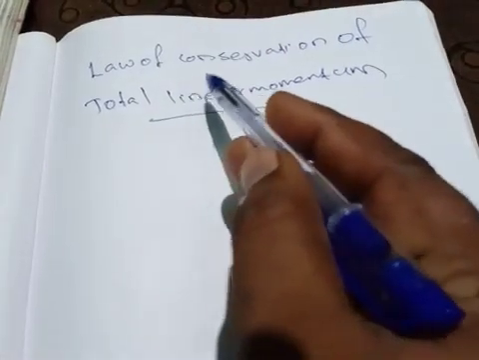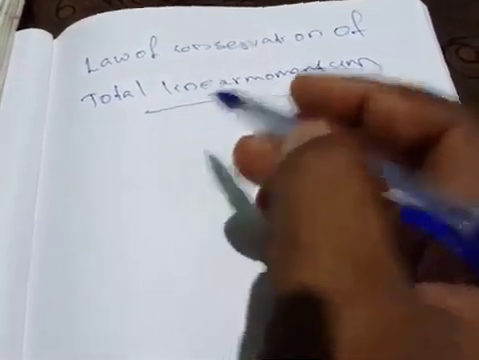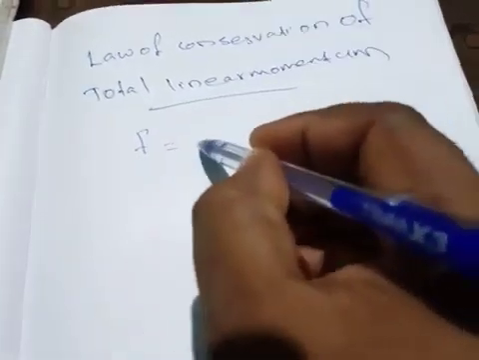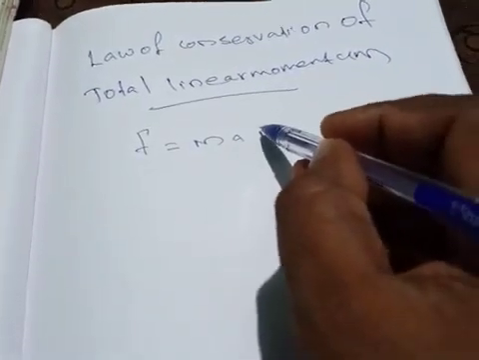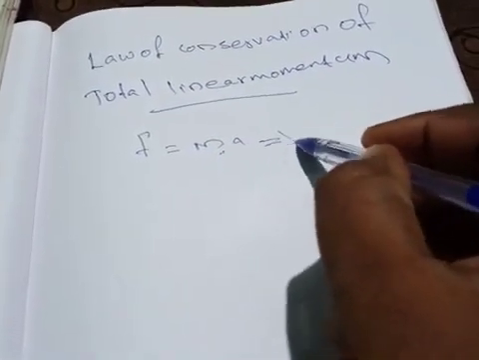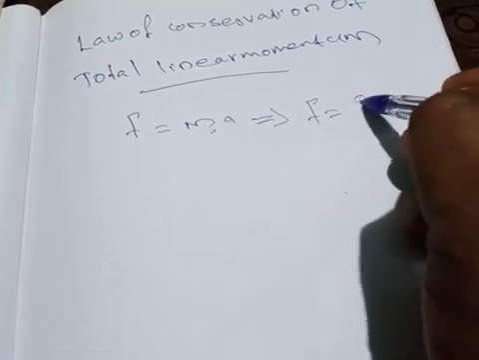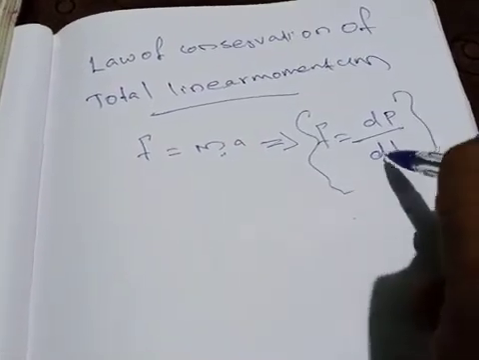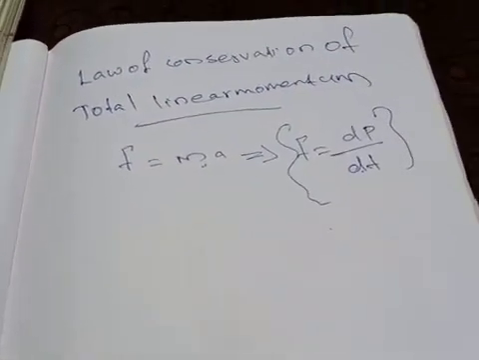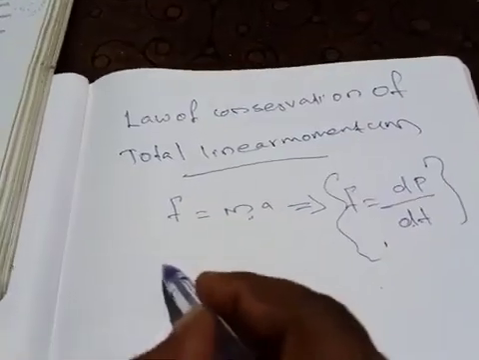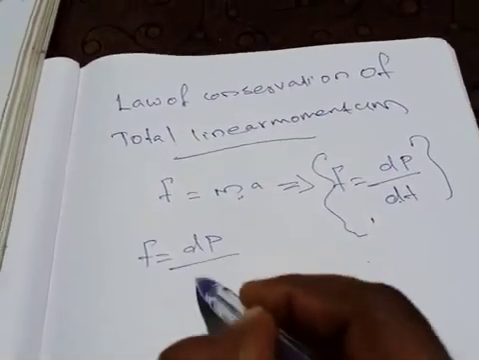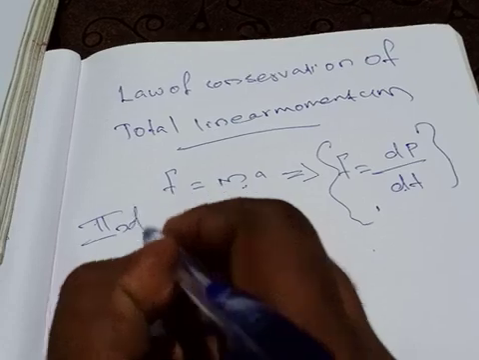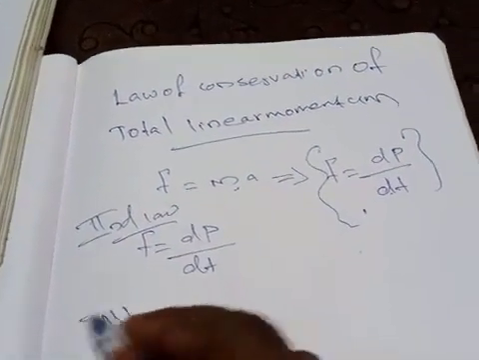Actually, the law of conservation of total linear momentum we can prove by using Newton's second law and third law. We know that F is equal to ma. That is Newton's second law, and this equation comes from F is equal to dp by dt. So here we are going to prove that momentum is conserved. For that we can take Newton's second law, F is equal to dp by dt, as well as Newton's third law.